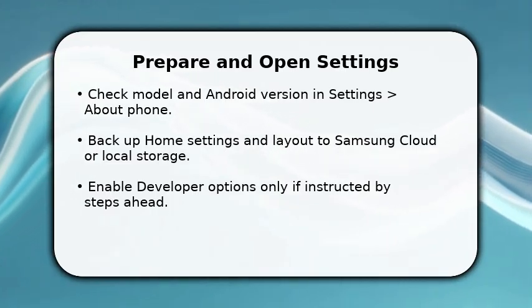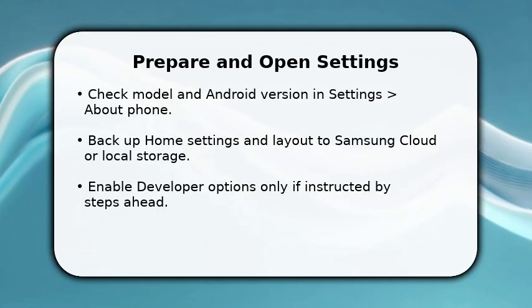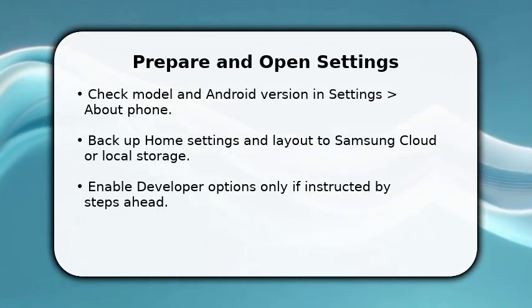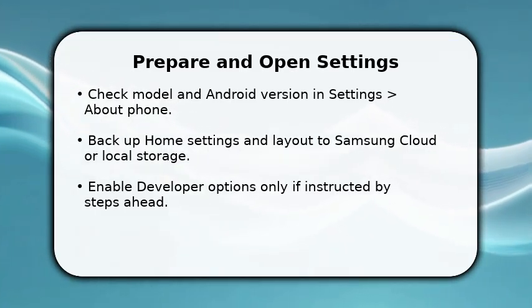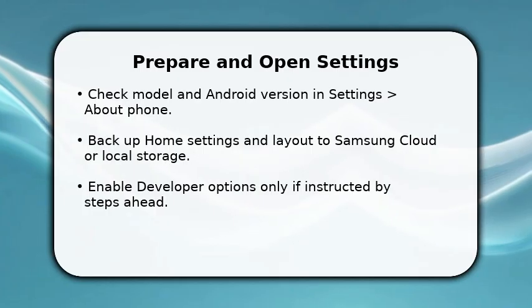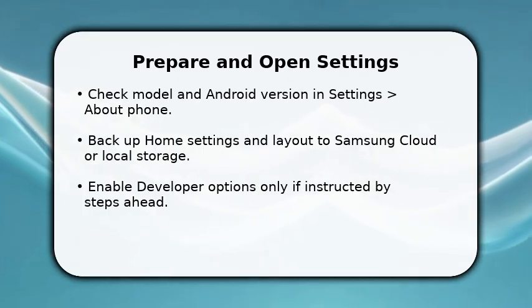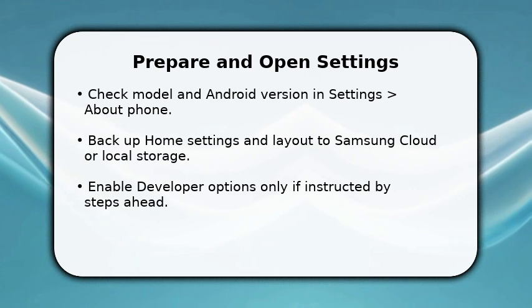Once done, back up Home Settings and Layout to Samsung Cloud or a local backup so you can restore quickly if something goes wrong. If you plan to use advanced customization apps, enable developer options later. For now, make sure battery is above 50% and you have a Wi-Fi connection.